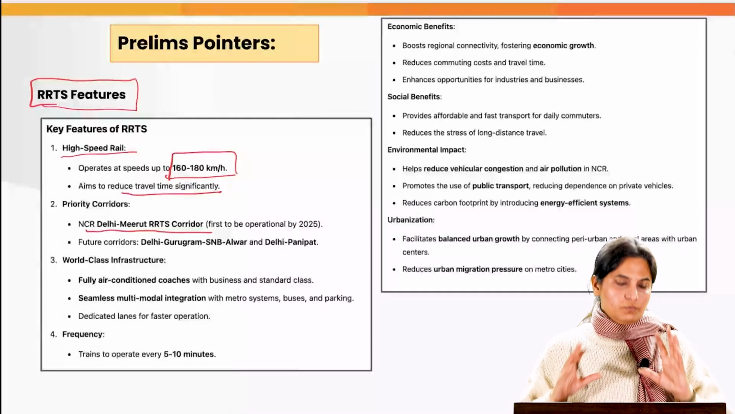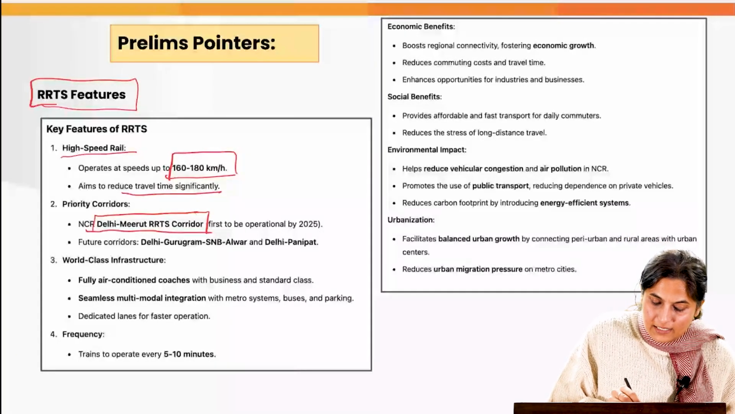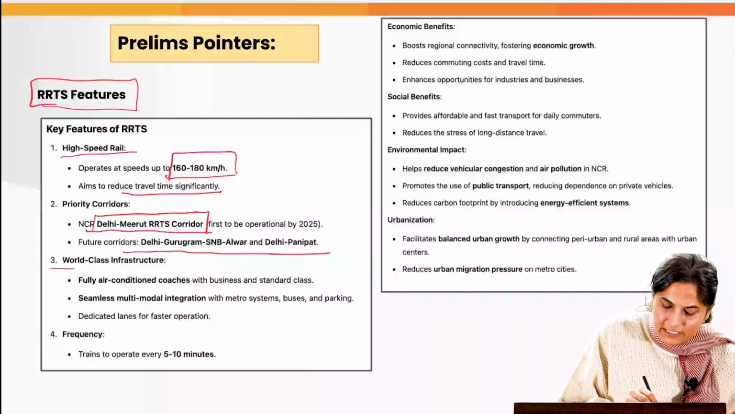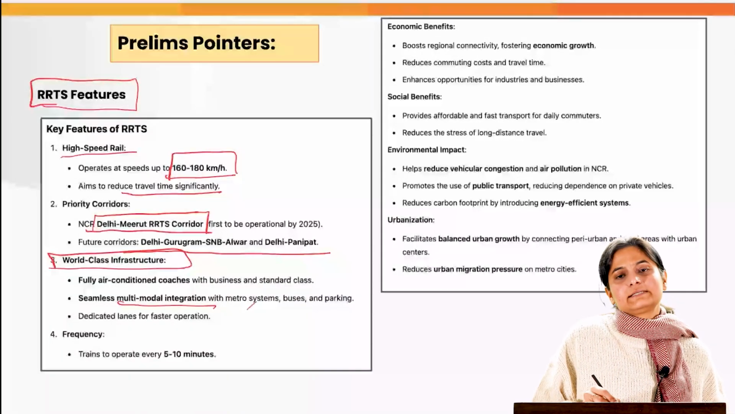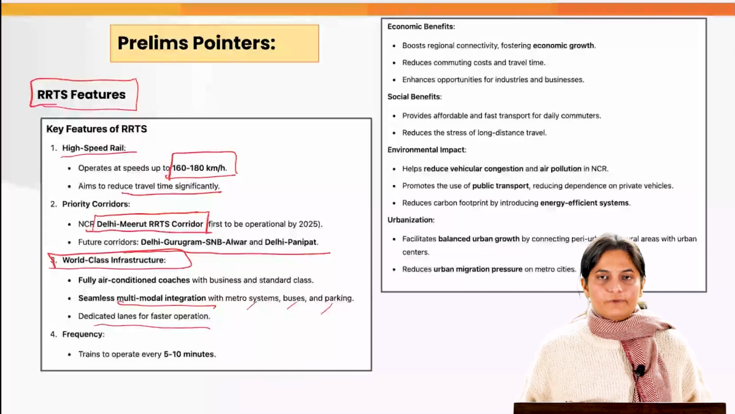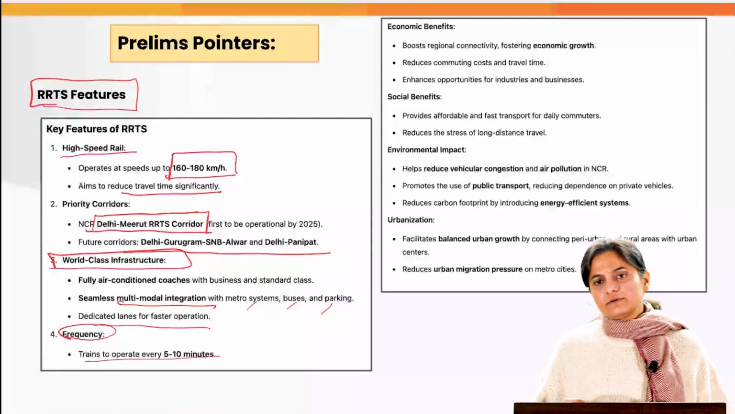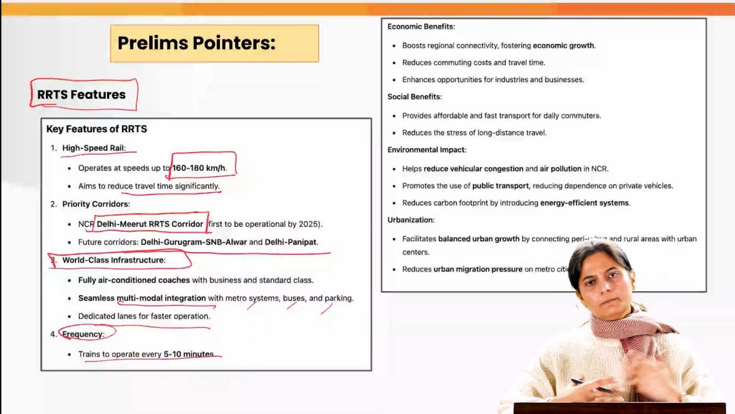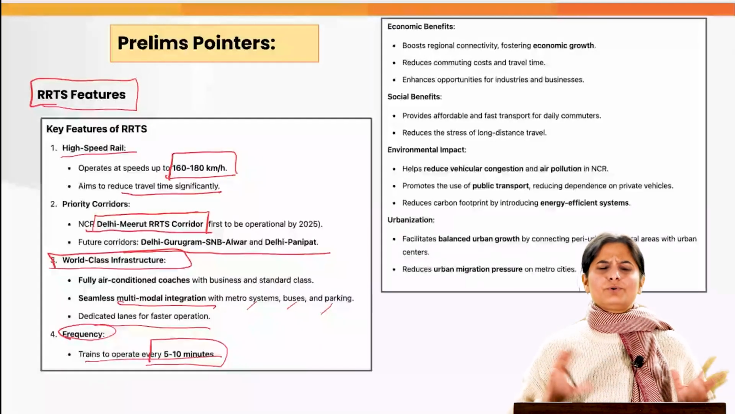Priority corridors are NCR one, which has been running in Delhi NCR, the same Delhi-Meerut RRTS corridor, and other future corridors planned would be Delhi-Gurugram and Delhi-Panipat. Now it would have world-class infrastructure. These are air conditioned, with multimodal integration, like I said, connected with metros, buses, and parking areas. It has dedicated lanes for faster operation, to ensure speeds of 160 to 180 kilometers per hour. Frequency, in the recent one that has been launched and inaugurated, you would see that every 15 minutes this Namo Bharat will come on the platform, and generally the feature of RRTS is a train every 5 to 10 or 15 minutes.